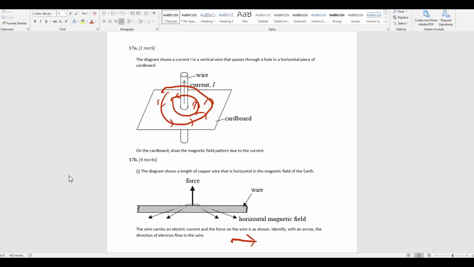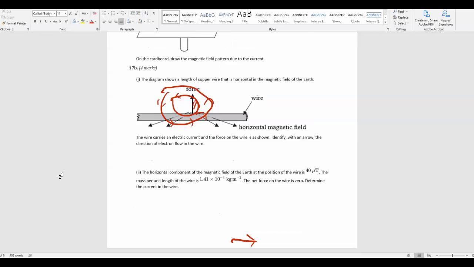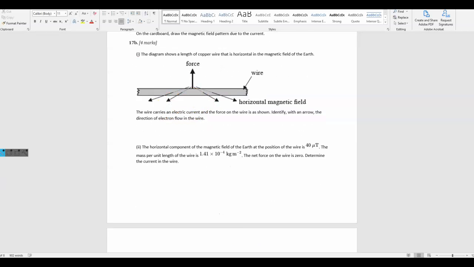Okay, so that is 17b. We're told that the horizontal component of the magnetic field of the Earth at the position of the wire is 40 microtesla. The mass per unit length of the wire is 1.41 times 10 to the negative 4 kilograms. It says per square meter. I don't know why it's per square meter, though. I think that's a mistake. It should be per meter, because mass per unit length, mass over length, would be kilograms over meters, not kilograms over meters squared.